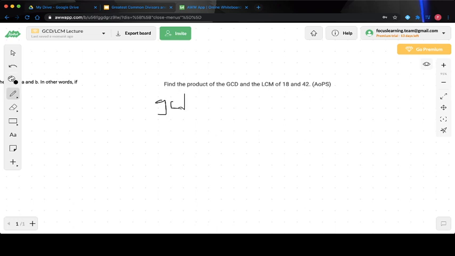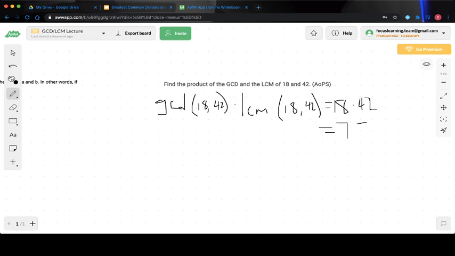the greatest common divisor of 18 and 42 times the least common multiple of 18 and 42 equals 18 times 42. Since the left side is just basically what we want, we just simplify the right side. Multiplying 18 and 42, we find that it is equal to 756. So the greatest common divisor times the least common multiple of 18 and 42 is equal to 756, which is the product of 18 and 42.